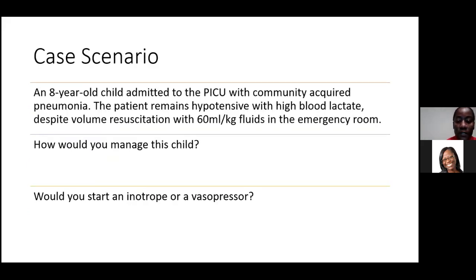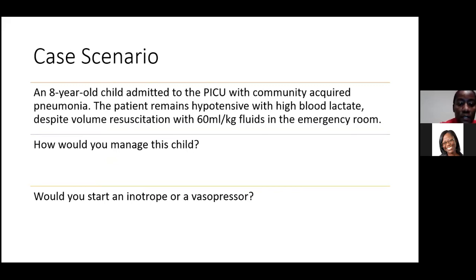So this is a scenario of an 8-year-old who's admitted to the PICU with community-acquired pneumonia, and the patient remains hypotensive with high blood lactate despite volume resuscitation with 60 mL per kg fluids in the emergency room. Maybe we'll give this scenario about 5 minutes to discuss, and then we move on. So how would we manage this child? I would like it to be as interactive as possible.